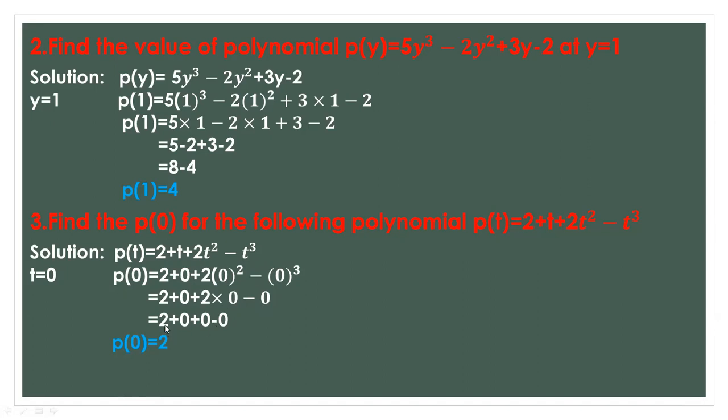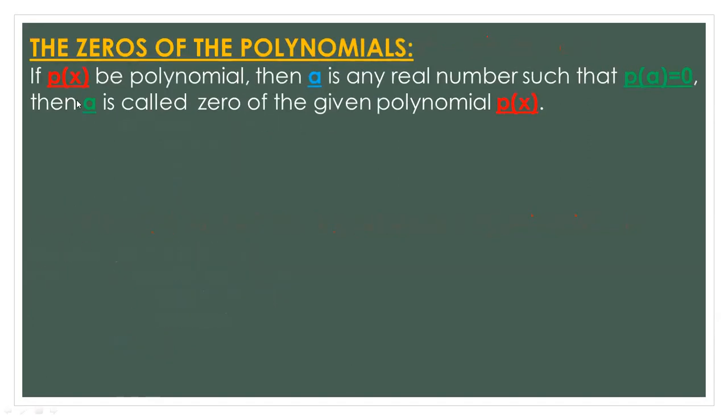Then it should become 2 plus 0 minus 0. After that, p of 0 is equal to 2. It means you can substitute 0 in the place of t, and its value becomes 2. Okay. And next, zeros of the polynomial.